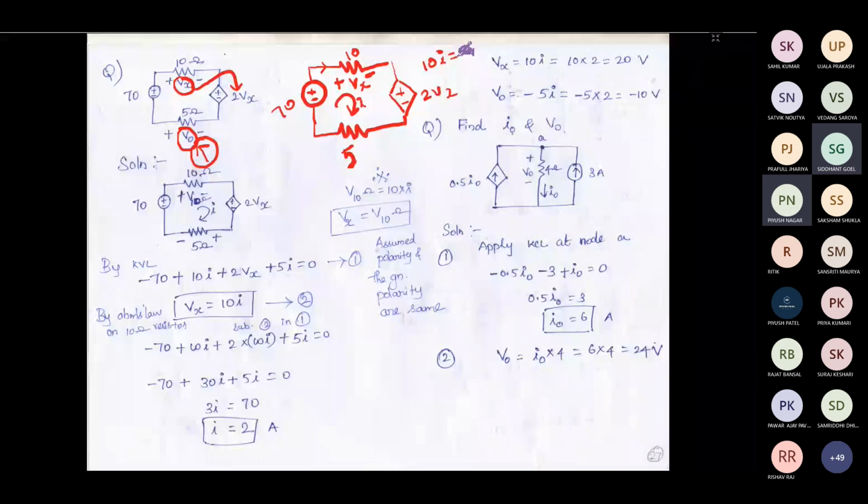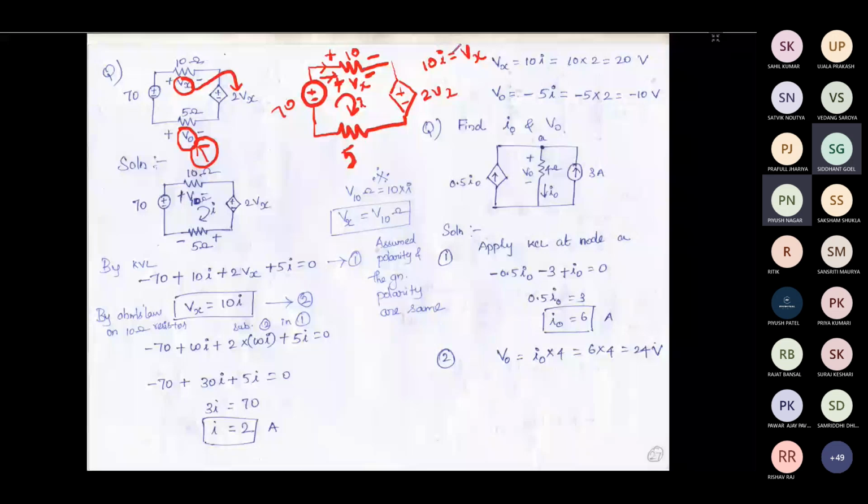Directly you can write, because the assumed current direction is going to enter this terminal. If you have assumed the polarity for this, you would have assumed the polarity like this for this 10 ohm resistor voltage. So the assumed polarity will be same as the polarity given in the question. So you will be getting 10I is equal to Vx.